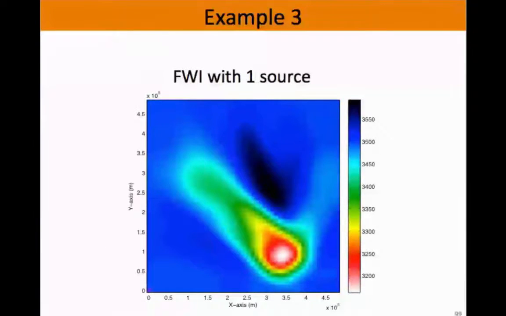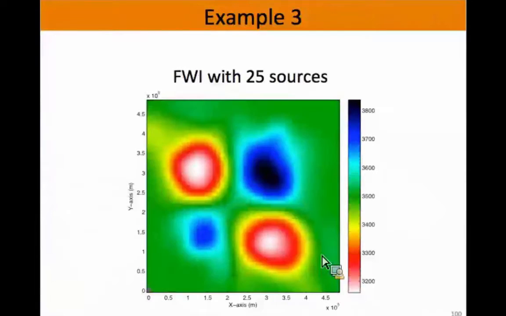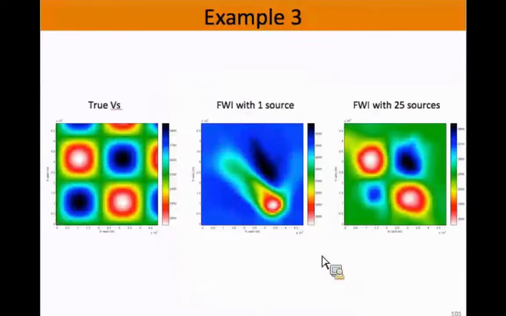And in the example, which is included on the virtual machine, only one source is used, and you can guess where the location of the source is. So basically, only the area of the source is updated in this case. If you use more sources, you can get this model. So compare to the true VS using one source, and more sources, more data, better coverage. You can compare the leftmost and the rightmost figures, and you see how inversion updates the model. So these examples are inside the virtual machine.